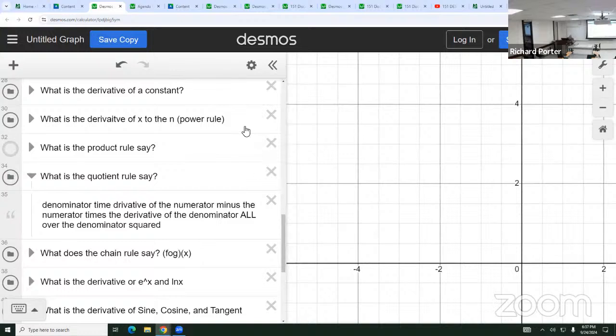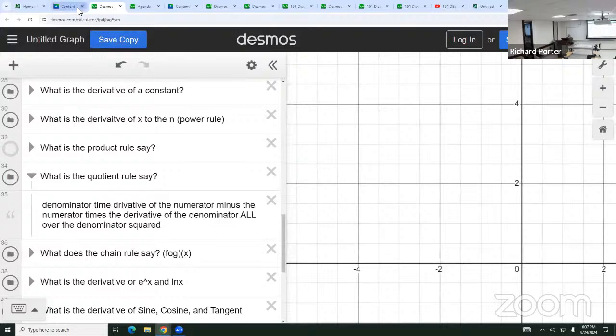Eric, can you read line 35 out loud? I can't hear you. I'm starting to lose my patience, and I don't lose my patience easily. Can anyone else read it for me? Yeah. Thank you, Shane. Denominator times derivative of the numerator minus the numerator times the derivative of the denominator, all over the denominator squared. That's it. Thank you.